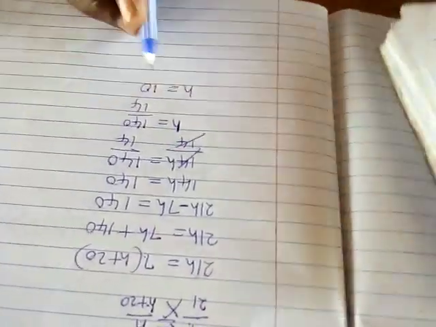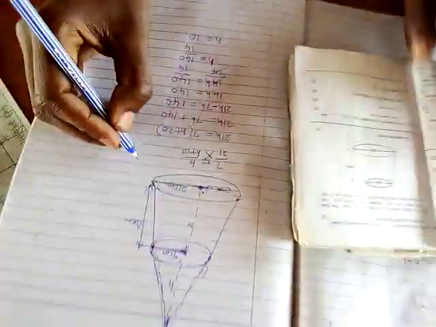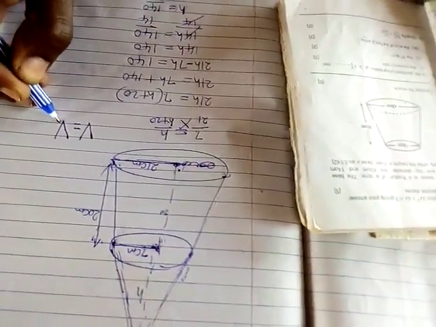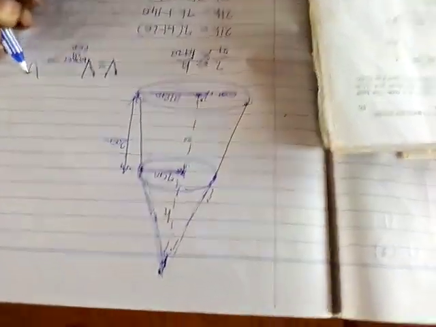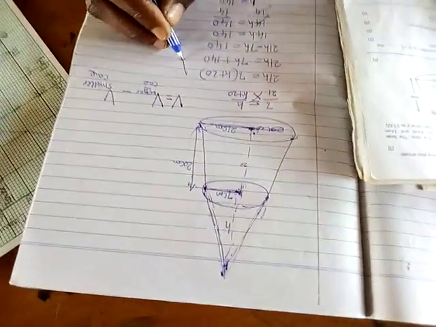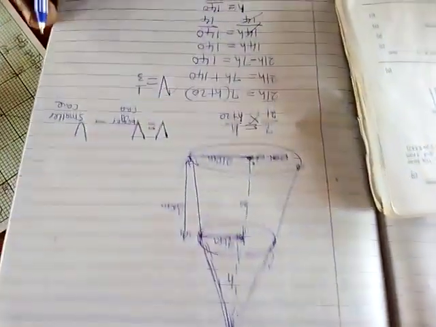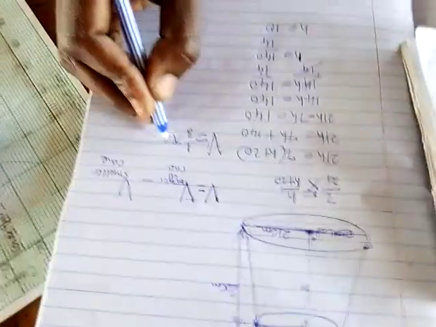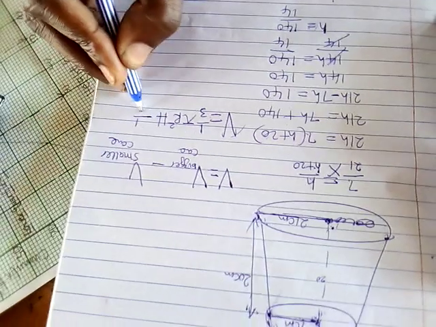So the value of h from here to there is what? Is 10. So now the volume of the frustrum is equal to volume of the bigger cone minus volume of the smaller cone. So the volume of the frustrum will be given by volume of the bigger cone, which is 1 over 3 pi r squared h, minus volume of the smaller cone, which is 1 over 3 pi.